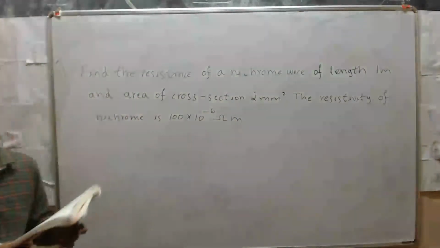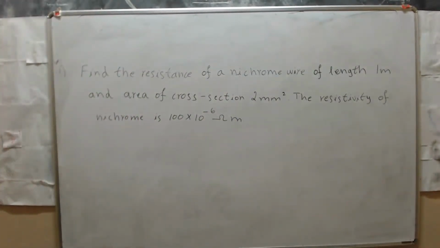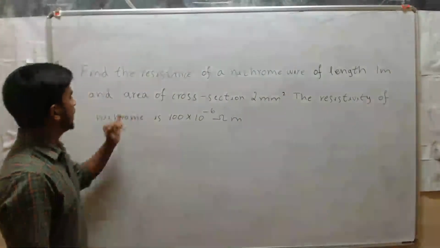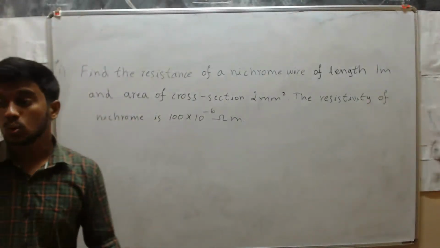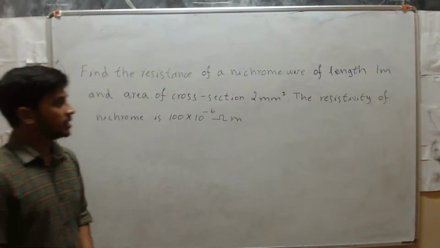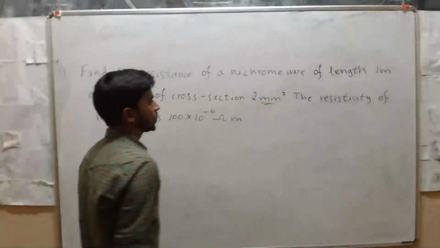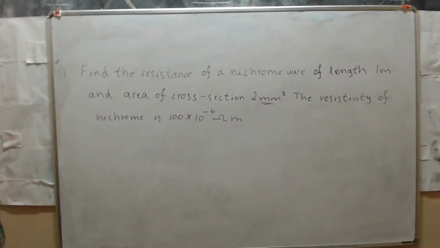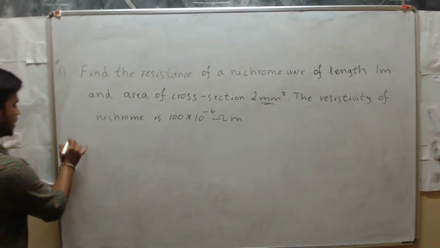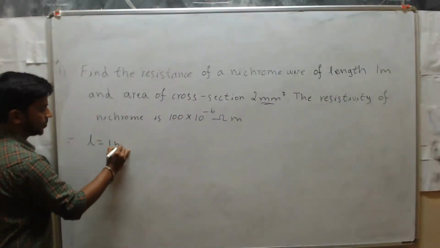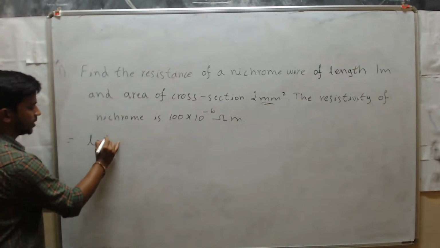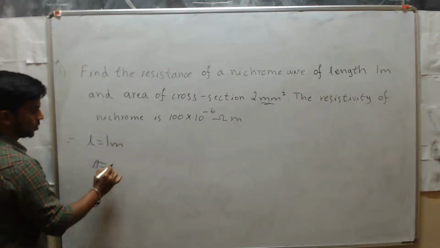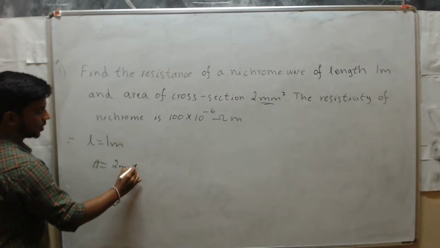Okay, yes, see here, find the resistance of a nichrome wire of length 1 meter and area of cross section 2 millimeter square. Then the resistivity of nichrome wire is 100 into 10 raised to the power minus 6 ohm meter. Yes, first write the given data. Length is 1 meter. Then area of cross section, A is equal to 2 millimeter square.